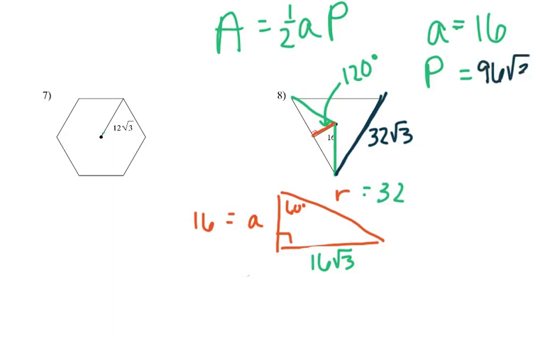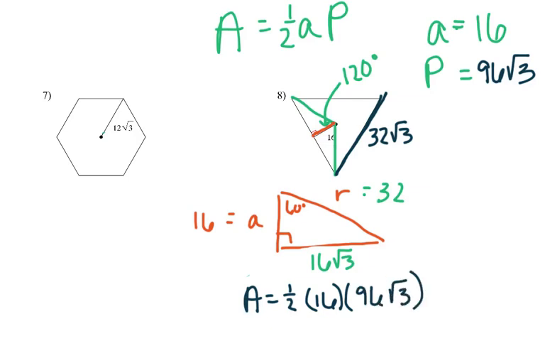And now we can use the formula. The area is equal to half of 16 times 96 root 3. And for this one, we get, I'm sorry, 768 root 3 square units.